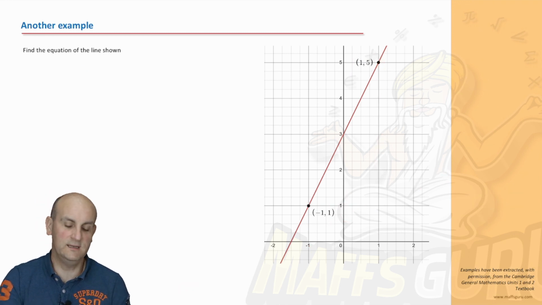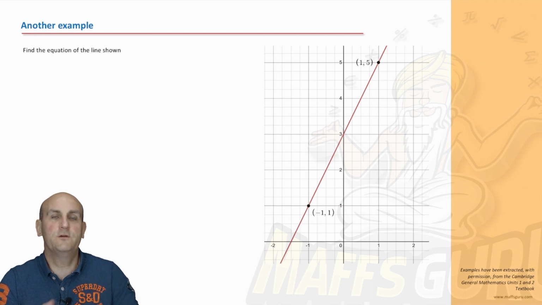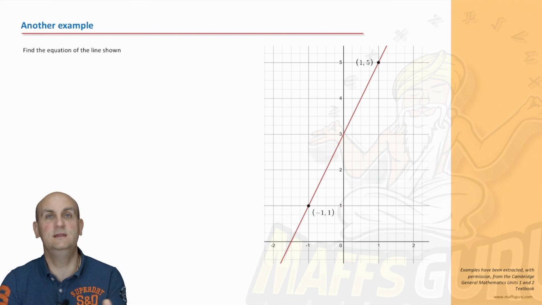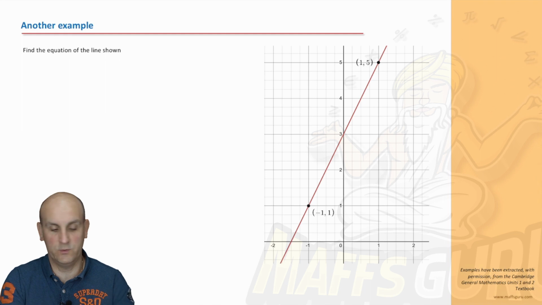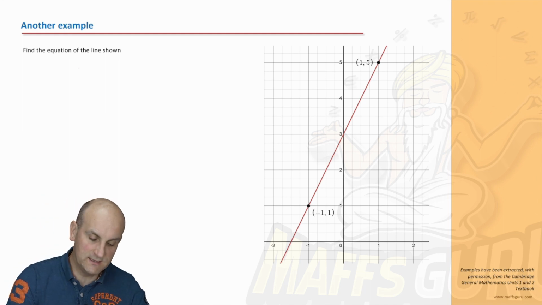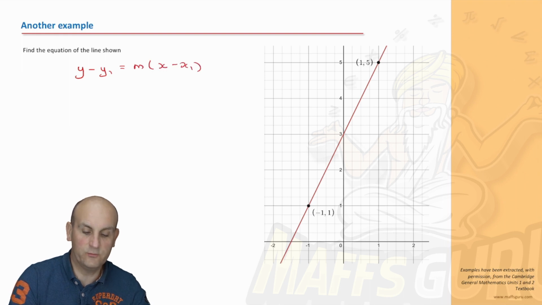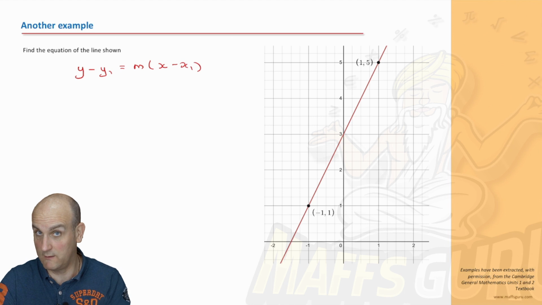Hopefully it's helped, but I'm going to do it a different way. There is a way of combining equations for gradient and straight line to give you just one equation. And this is the equation. It's basically y minus y1 equals m in brackets x minus x1. And you're going to turn and say, what?